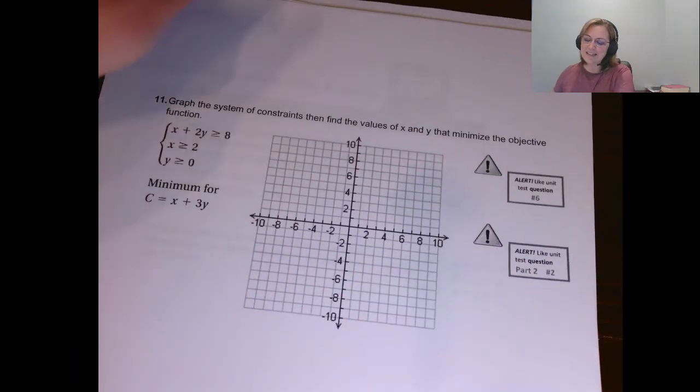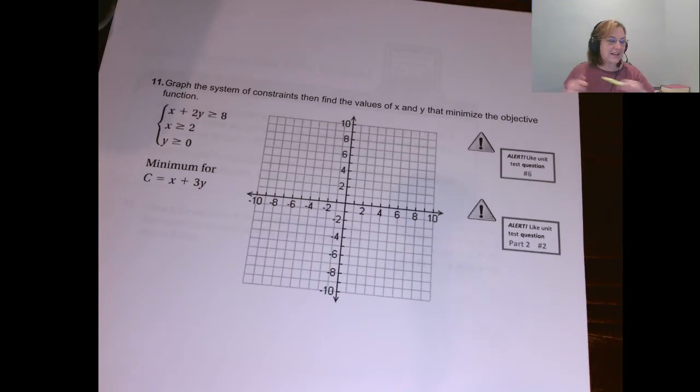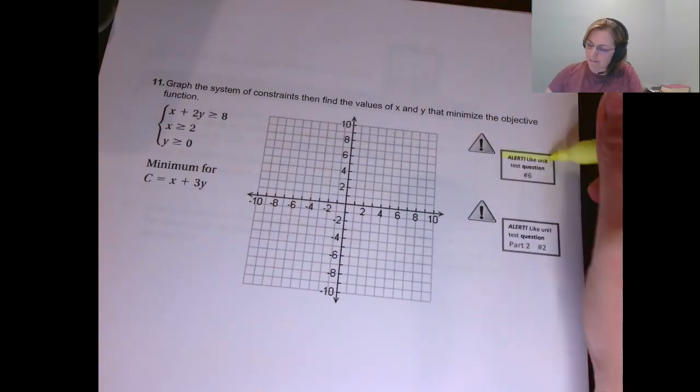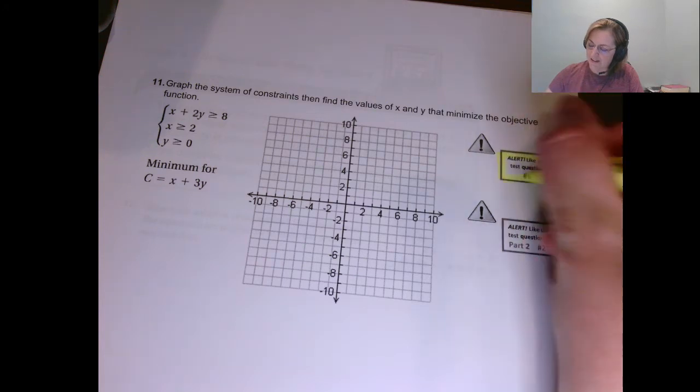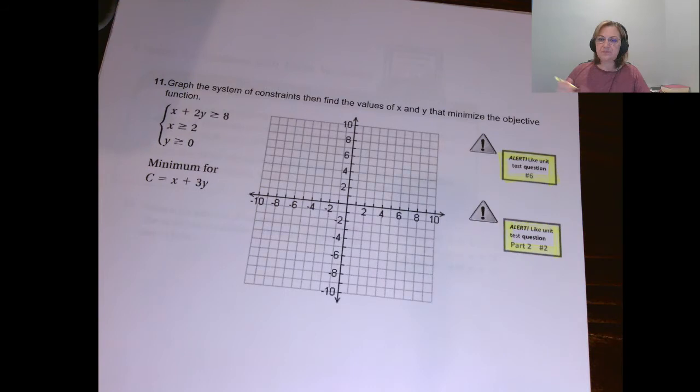So here is another problem, and let's take a look. Again, I've got a nice little alert letting me know this type of problem is going to show up on the exam in several places. And we're going to have to do the whole thing, right? We're going to graph it, and we're going to find our values to test in our objective function.